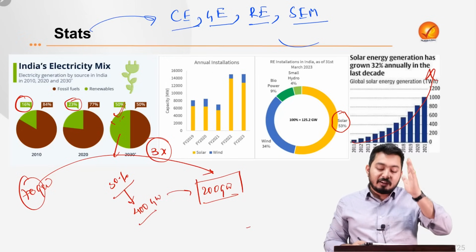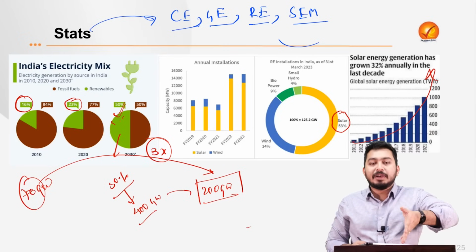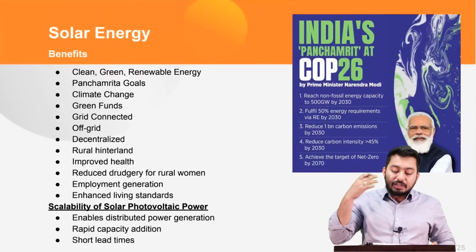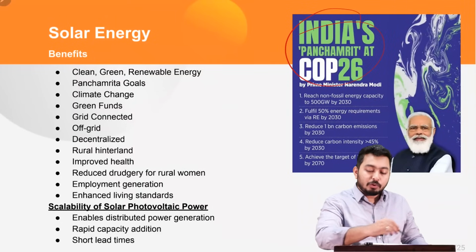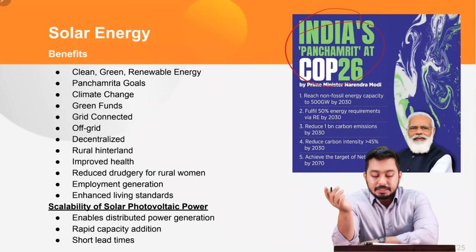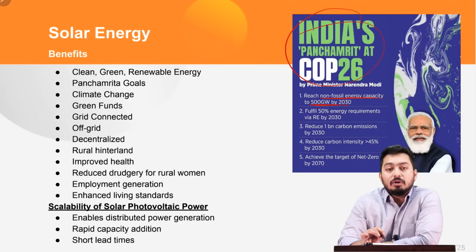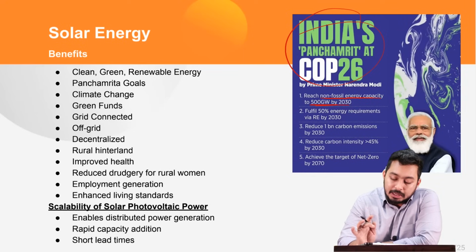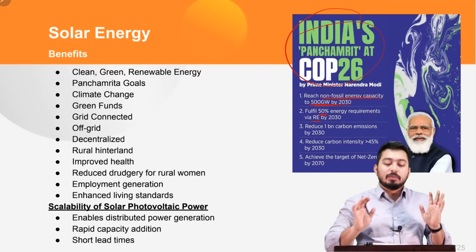And these are not the government targets, these are the targets based upon the demand and based upon the commitments that we have made to the world. Now, where did we make these commitments? So we made these commitments at COP26, which is called India's Panchamrita. Now here you will see that you will reach non-fossil fuel energy capacity of 500 gigawatt. So any energy which has nothing to do with fossil fuel, 500 gigawatt. Then you are also saying 50% energy requirement via renewable energy by 2030. So any energy you use, 50% renewable energy, right?